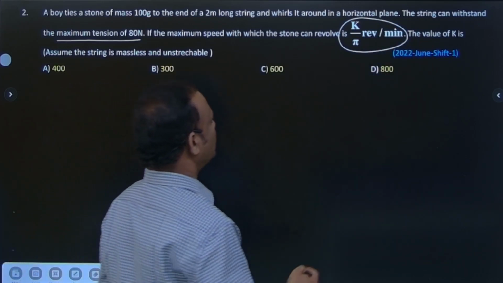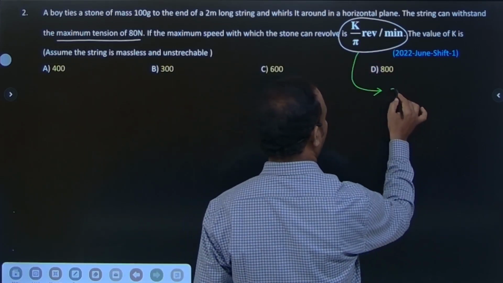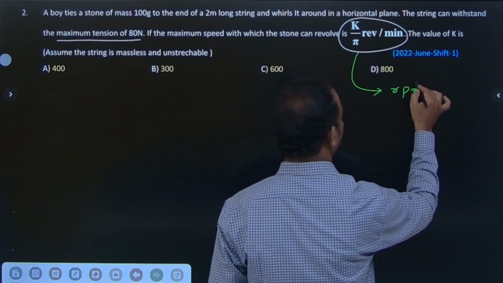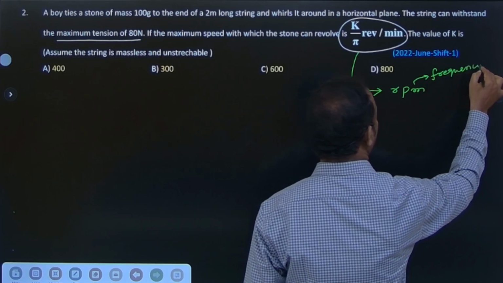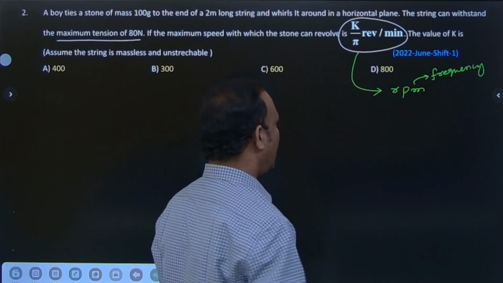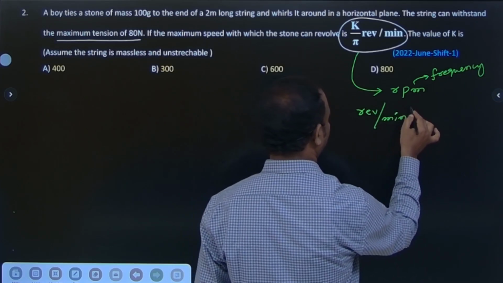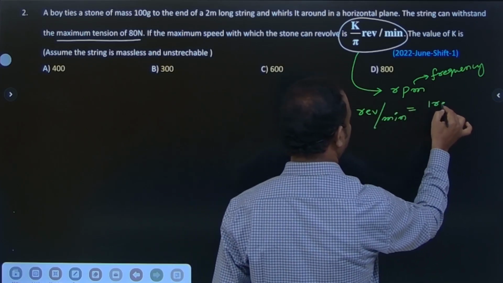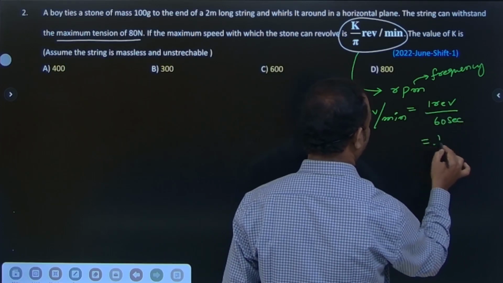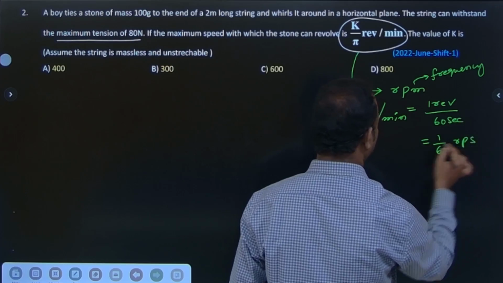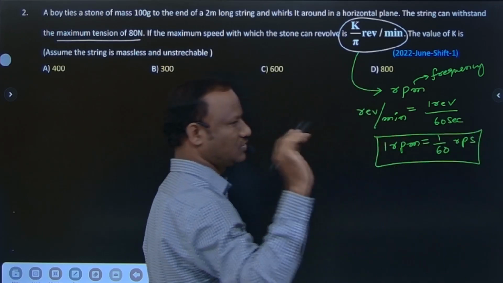Revolution per minute, RPM, is the value of what? It is a frequency. RPM means revolution per minute. One revolution per 60 seconds, so 1 RPM is equal to 1 by 60 RPS. Just to keep in mind.